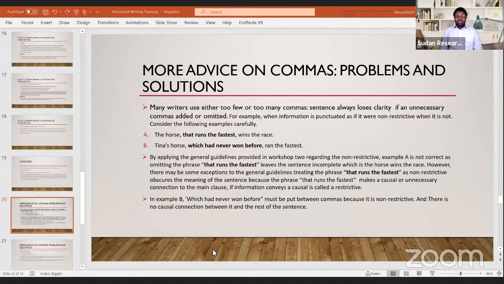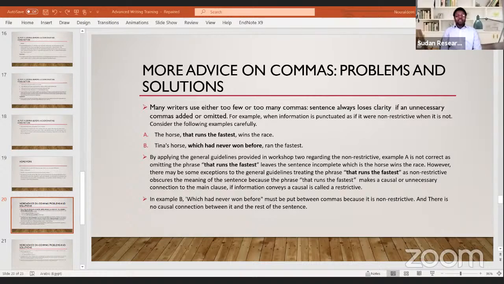Why? I will explain the reason in the comment that I've written down there. Those are the reasons. And at the same time, the other one, example B, is completely non-restrictive. And the reason as well, we will explain it now. So both of these sentences may appear correct, but example A is wrong.